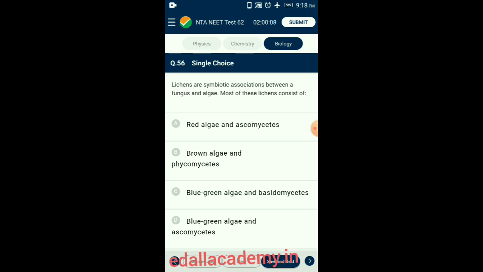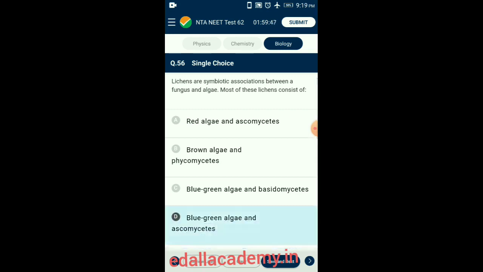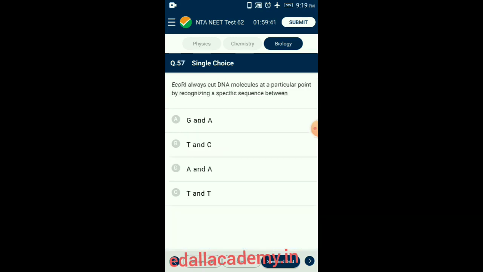If a cyanobacterium is present as a primary partner, or as another symbiont in addition to green algae as in certain tripartite lichens, they can fix atmospheric nitrogen, complementing the activities of the green algae. So the answer for this question is option D, blue green algae and ascomycetes. Question number 57.